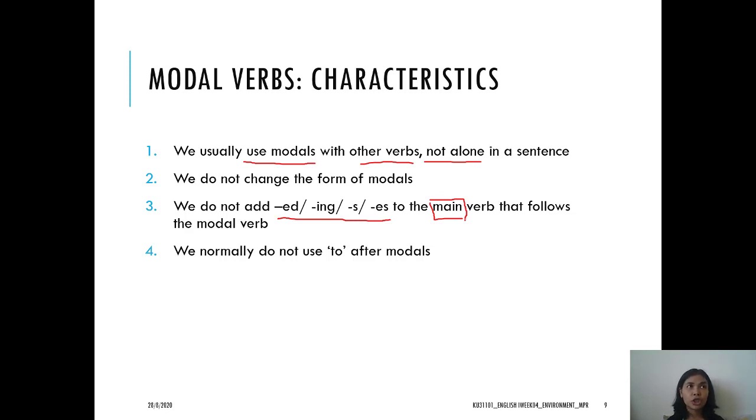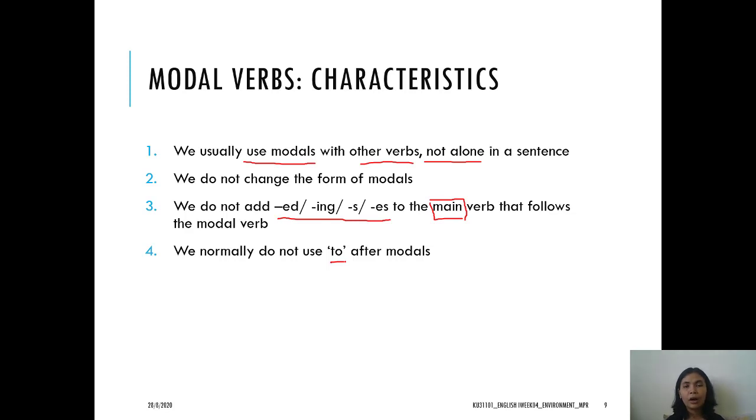If it is "she should," you don't say "she should talks," because we do not add anything to the main verb. And then we normally do not use "to" after the modal. So you don't say "I should to talk," because that's an incorrect modal use, unless, for example, the modals "have to," "has to" or "had to."